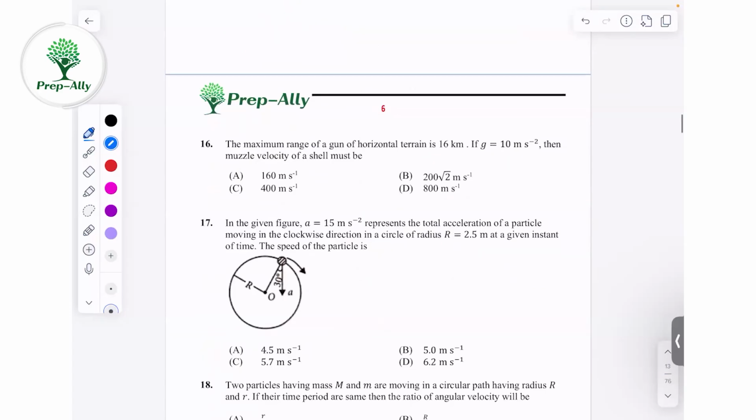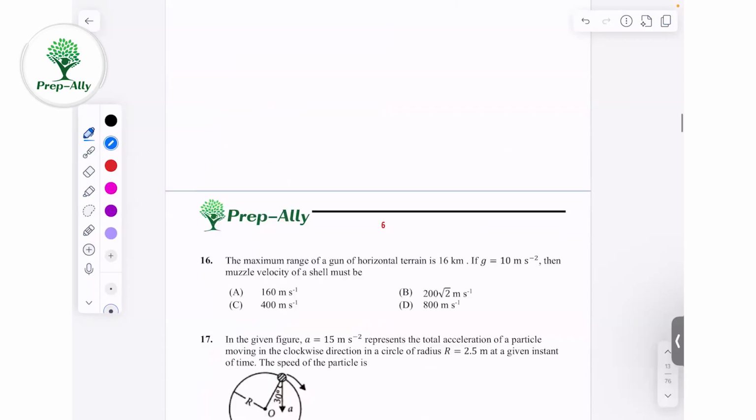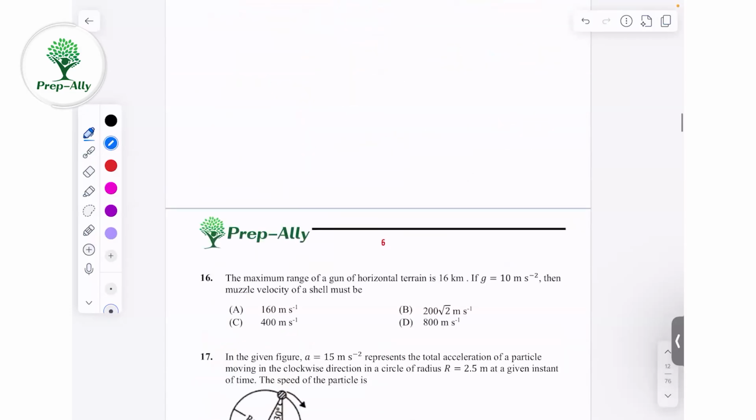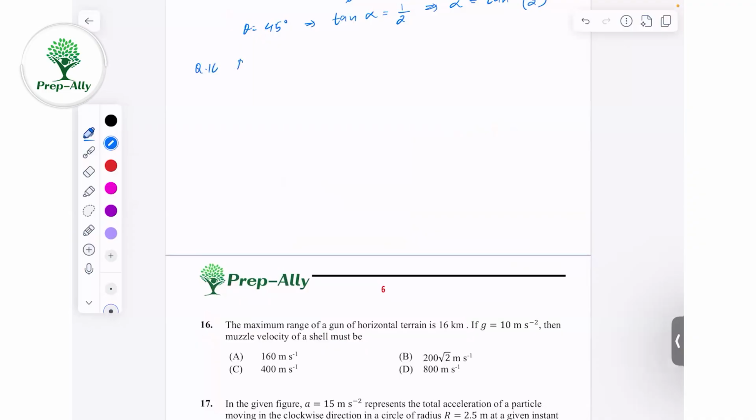Question number 16. The maximum range of a gun on horizontal terrain is 16 kilometer. g is 10 meter per second square, then find the muzzle velocity. Now, we have been given the maximum horizontal range. We know that range is u square sine 2 theta by g, and the maximum range occurs when the angle of projection is 45 degree, and that value is u square by g. Now, this u square by g is given to be 16 kilometer, that is 16 into 10 power 3 meter.